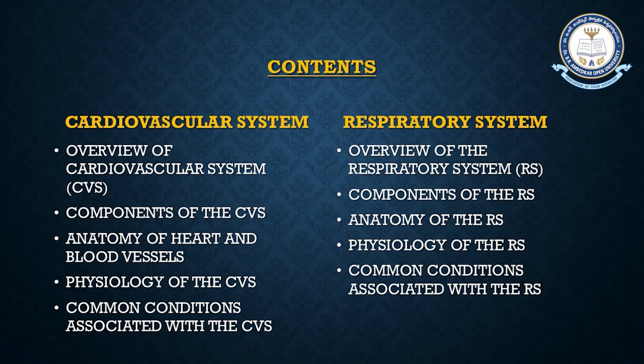So today we will be having an overview of the cardiovascular system. We will be studying the components of the cardiovascular system, the anatomy of the heart and the blood vessels, and some of the common conditions associated with the cardiovascular system. And moving on, next we will be studying the respiratory system: the overview, components, anatomy, physiology, and some of the common conditions associated with the respiratory system. Now let's start with the cardiovascular system.